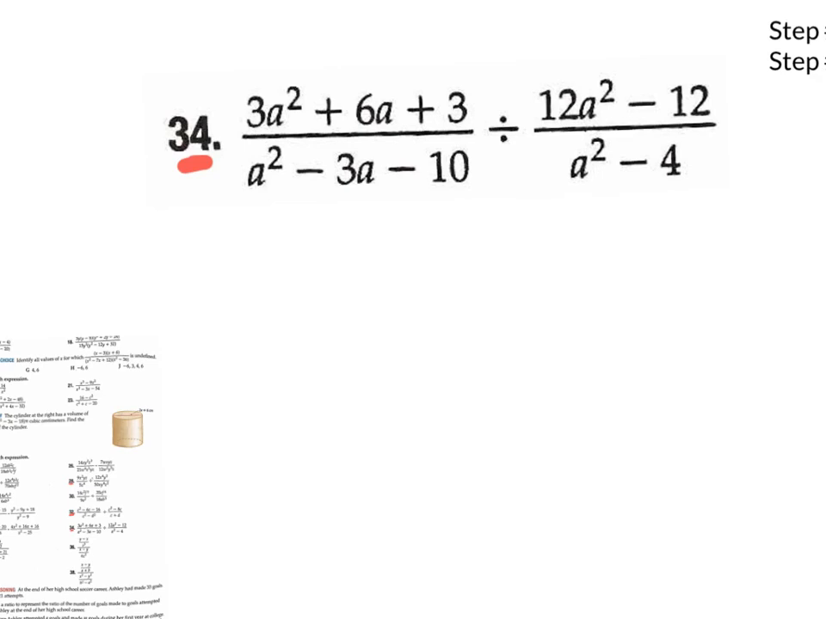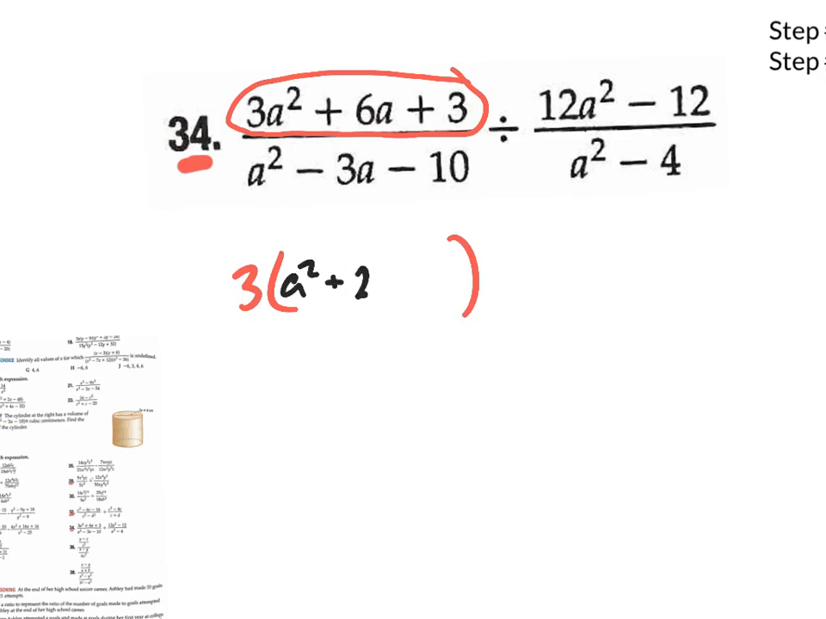So on number 34, I'm not going to do the whole thing. I just want to make sure that you guys don't get stuck with this guy. All you have to do is pull out a 3, and you will have an a squared plus 2a plus 1 left over. And that's your real numerator with the 3 on the outside. And now this could be factored further to parenthesis a plus 1 times parenthesis a plus 1. But you guys could handle that on your own, I'm pretty sure.